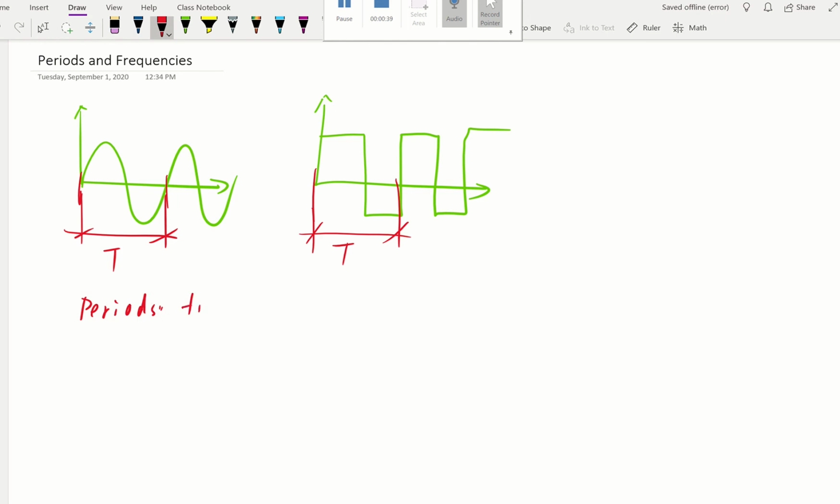So the period is the time it takes for the event to repeat itself. It's going to have a unit of seconds. And how about frequency?